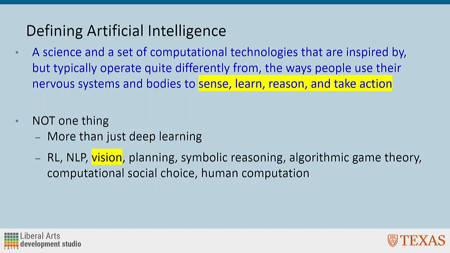So then let's go back to this slide from the course, which is giving a definition of AI in terms of what you see here. And I highlighted a few parts because really all of these apply when we think about the current challenges in computer vision, meaning sensing, but also learning, reasoning, and even taking action. And I'll be showing examples today of what that can mean.